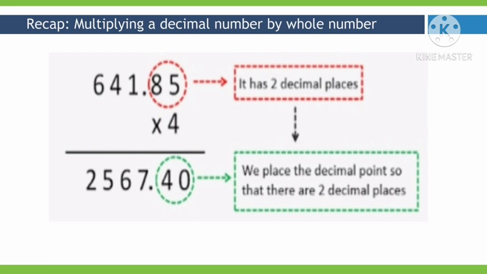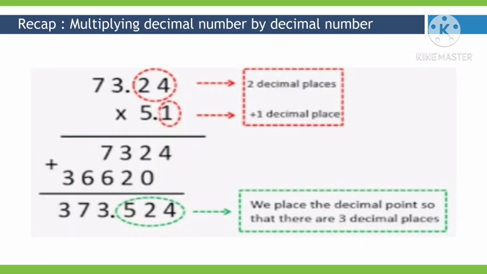Here you have two decimal places in the multiplicand. So in the product also you have to keep two decimal places. That is, from the right you have to keep the dot by shifting two places. So your product is 2567.40.